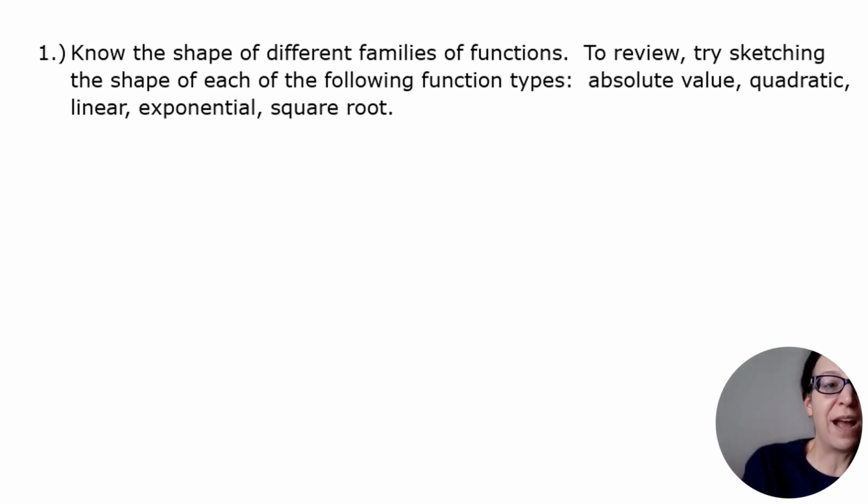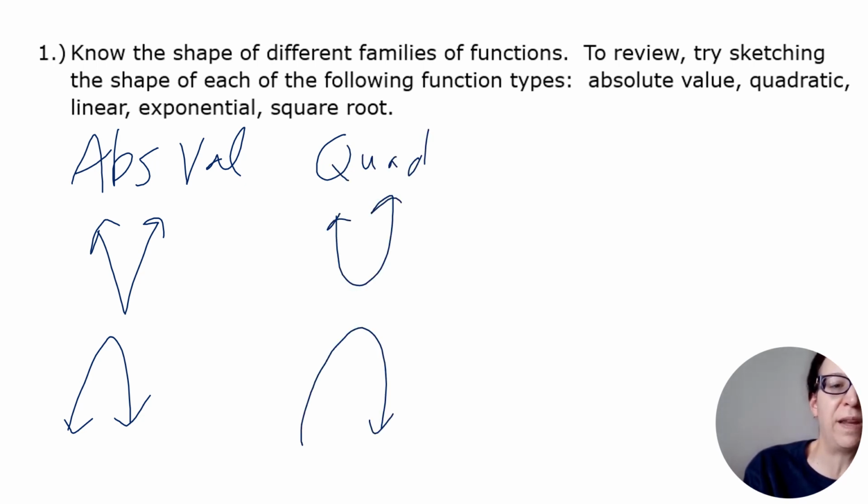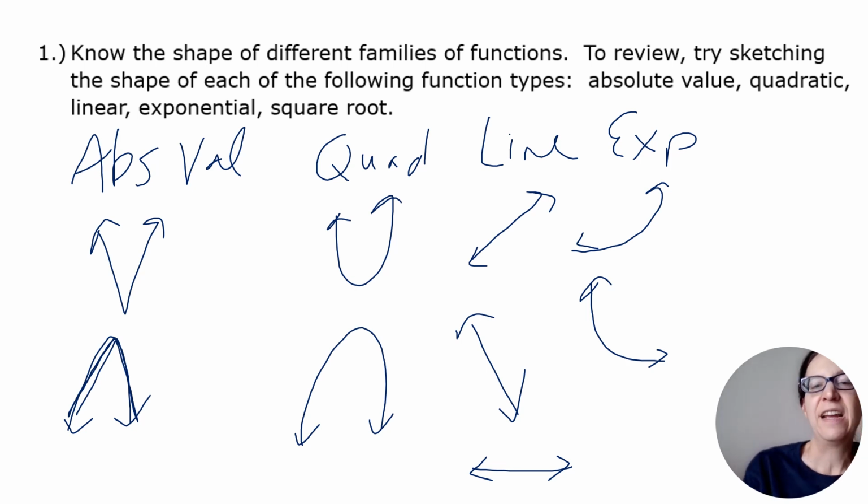All right, so absolute value would look like a V shape, and it could be either direction. Quadratic is the U shape, and again, it could be either direction. I didn't really make my absolute value pointy enough there. It should be pointy. A line looks like this, or like this, or like that. Exponential is our new one. That can look like this. It can also look like that. So it's got that curve. That was that exploration activity.